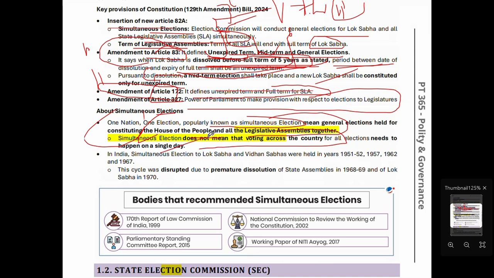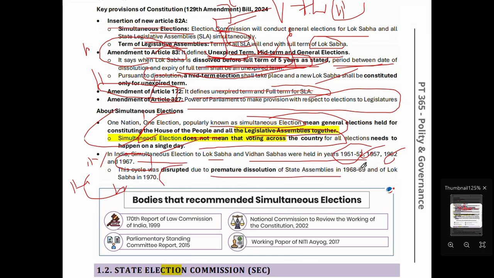Simultaneous elections to Lok Sabha and Vidhan Sabha were held previously, in 1951-52, 1957, 1962 and 1967. This is an important point. UPSC may give a trapping question, as it happened for the first time, so you should be careful. The cycle was disrupted due to premature dissolution of assemblies in 1968 and of the Lok Sabha in 1970.